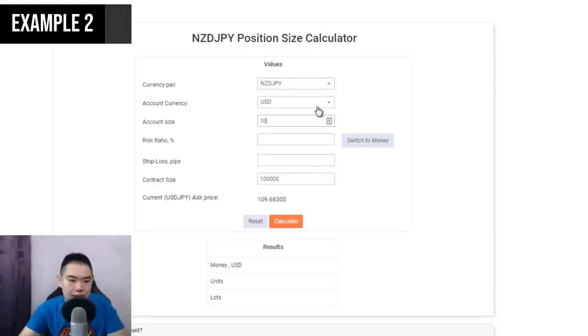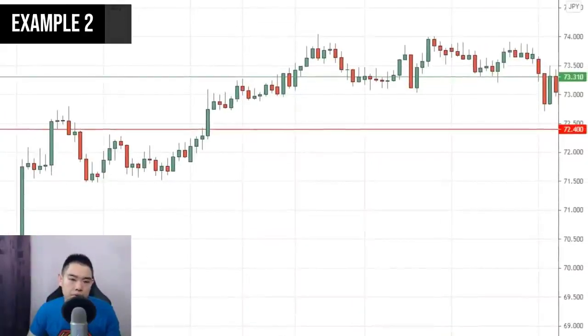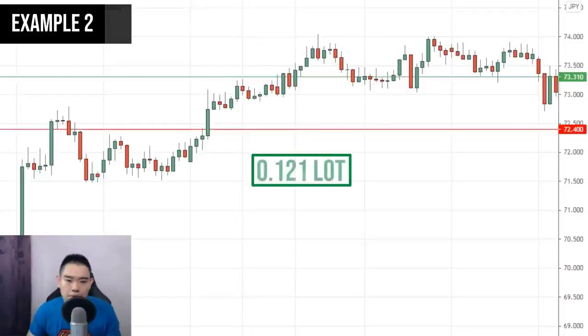Let's say your account size is $10,000. Risking 1% on each trade. Your stop loss, as mentioned earlier, is about 91 pips. Click calculate. It tells you that you can buy 0.121 lot, which is about 1.2 mini lots. Okay, so if you're going to trade this, on a, I hope it's a demo account, right? You can buy 0.121 lot, which is about 1.2 mini lot.